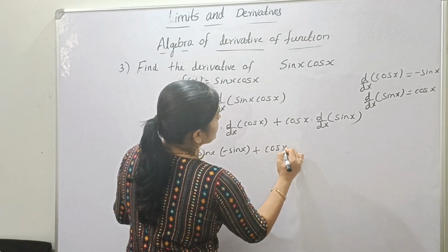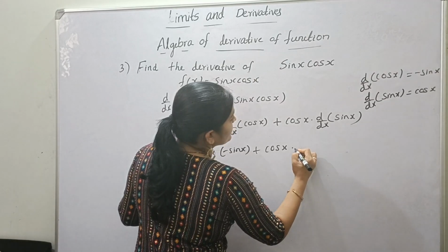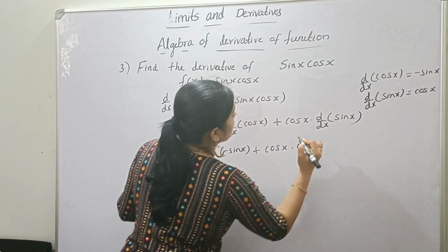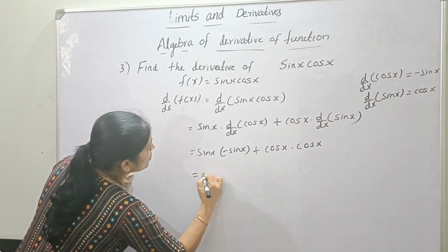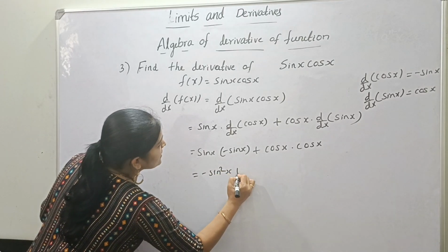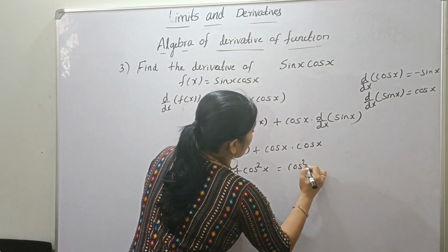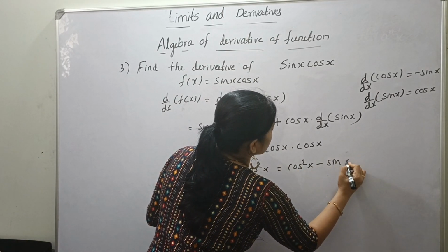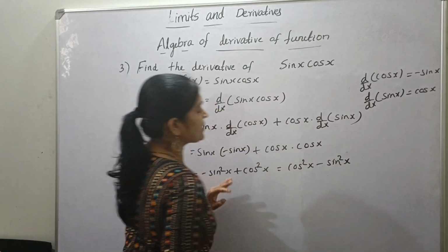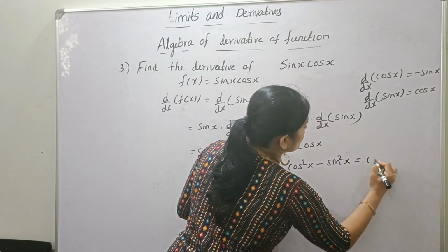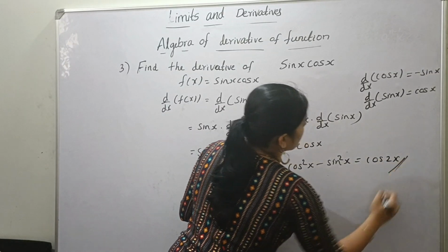So apply here, d by dx of cos x is minus sin x, plus cos x into d by dx of sin x is cos x, that is equal to minus sin square x plus cos square x, that is cos square x minus sin square x, that is nothing but cos 2x. Okay, trigonometry formula.